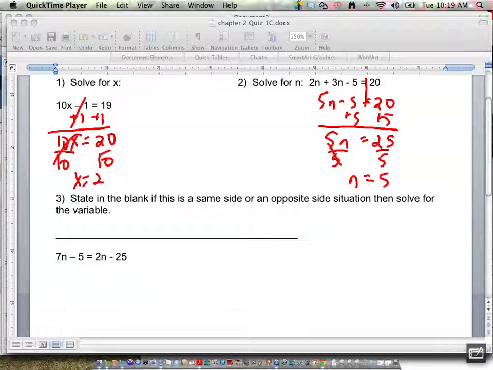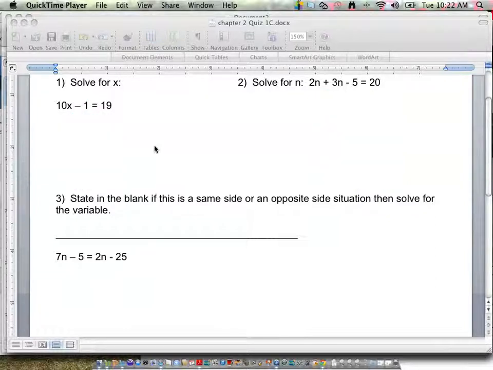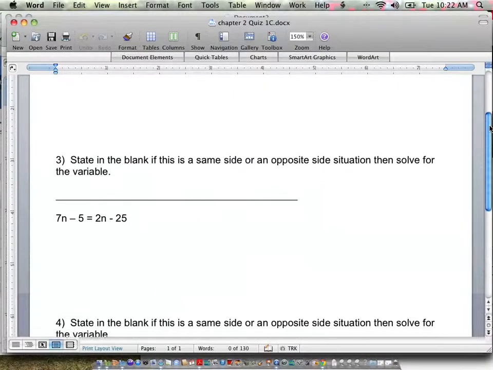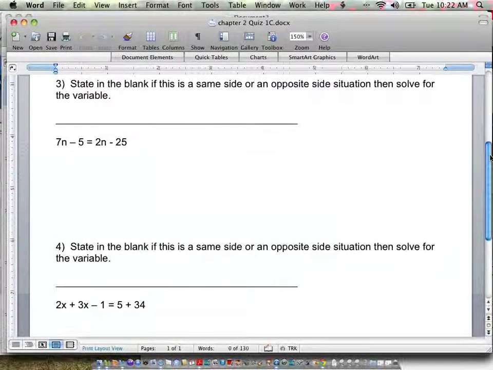Okay. So now we go up to numbers 3 and number 4. And as we take a look at these, there are 2 things that I'm looking for you to understand the difference between. The first thing is, can you tell if it's opposite side or same side? And I believe every single person in the class was able to tell if it was same side or opposite side. Maybe 1 didn't, maybe 2, but I don't think so. I think everybody got this right. Then the next step, it's not enough to be able to just say, is it same side or is it opposite side?